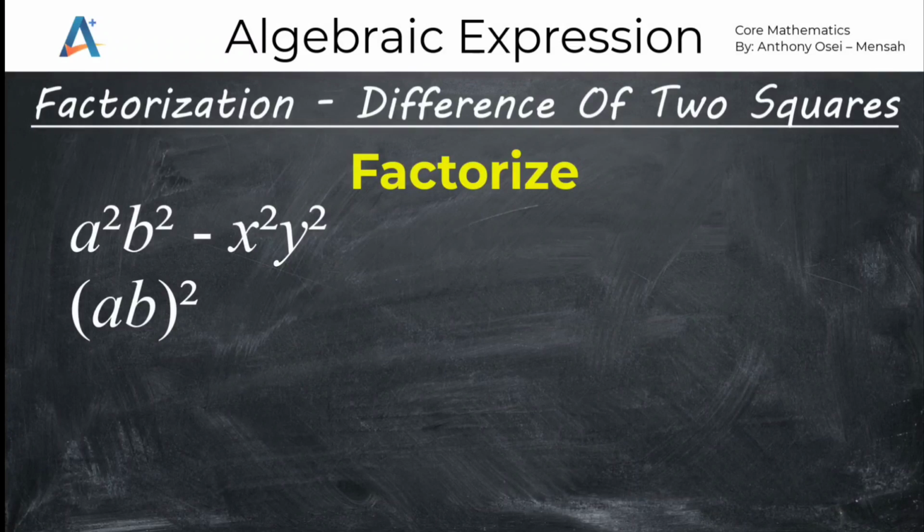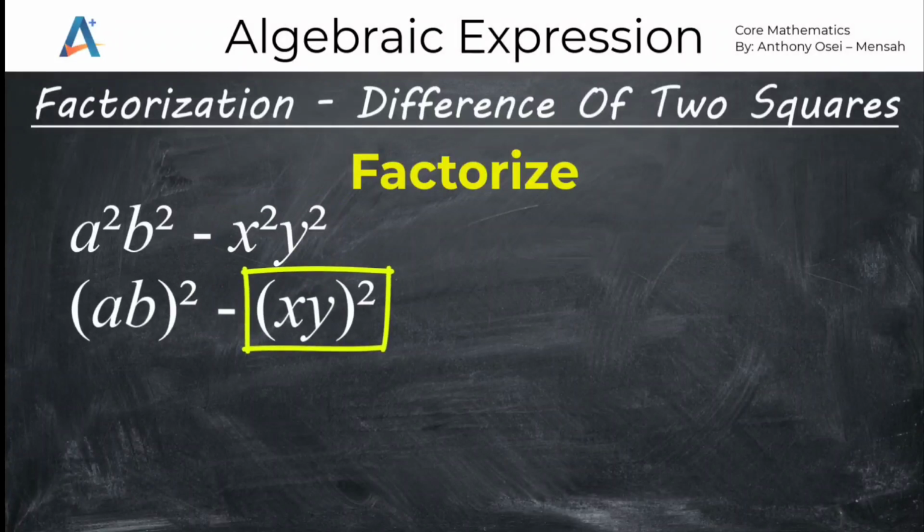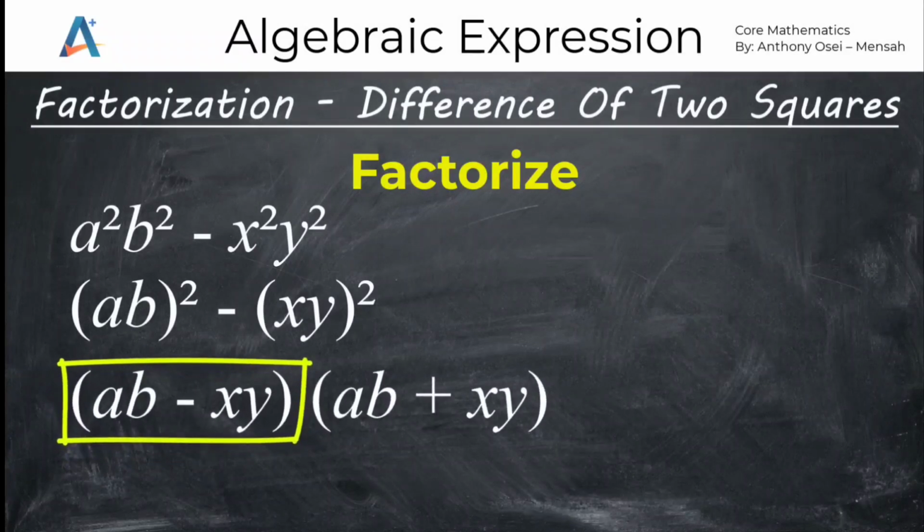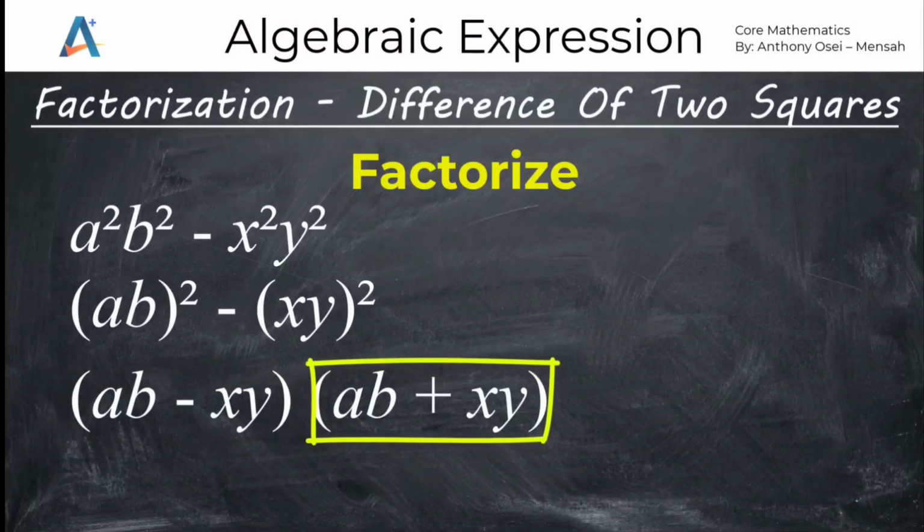The same thing applies to the second term, which is x squared y squared. We can still represent it as (xy) all squared. Now that we have the 2 squares, the first square is (ab) squared and the second square is (xy) squared. We draw 2 brackets. Then we take the first term ab, and subtract xy from it. We take the same ab, this time around add it to xy. So this will become our final answer for the factorization.